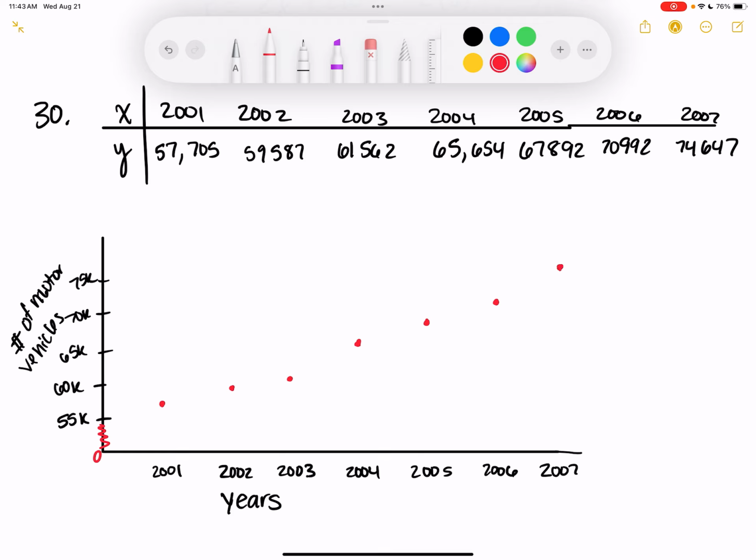And that's your scatter plot. The most important thing, do not connect the dots. If you connect the dots, it is wrong. This is a scatter plot. Any questions? No, ma'am. Okay.